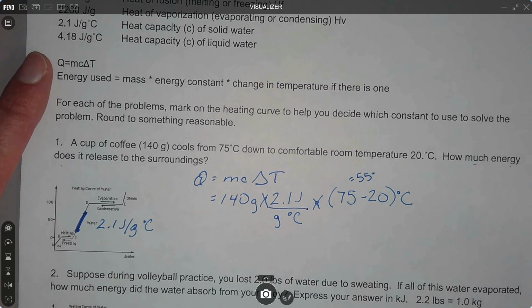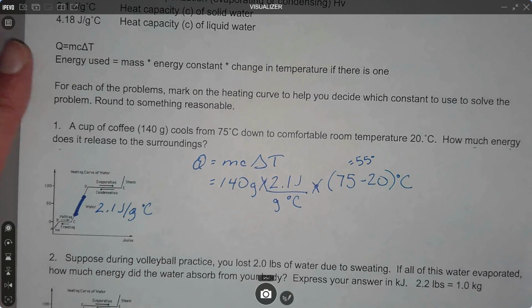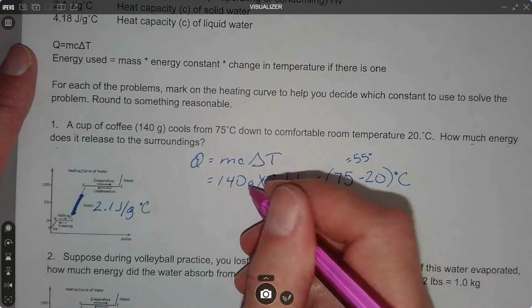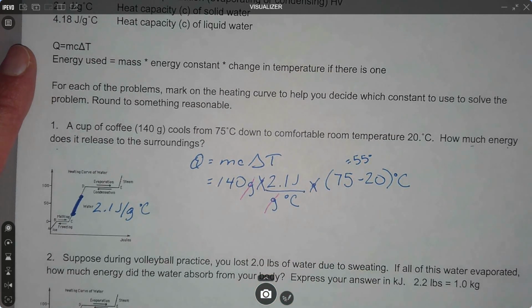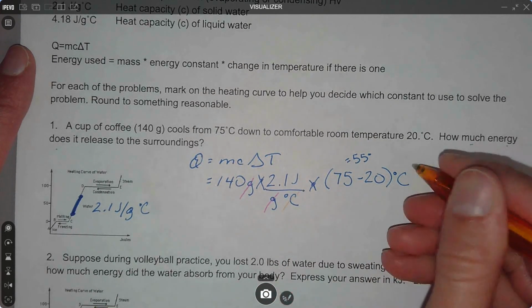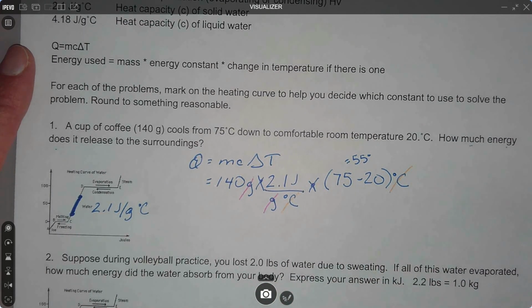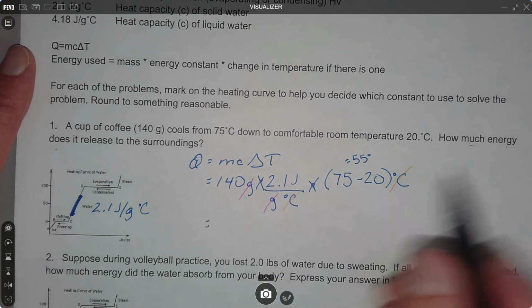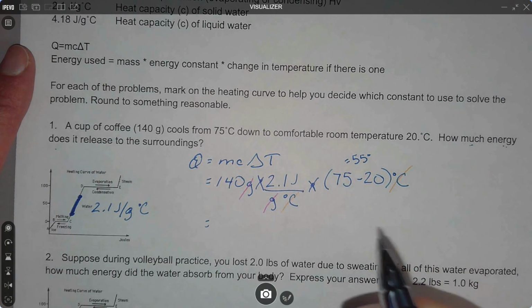Right? So there you can see it. Grams cancels out with grams. Celsius cancels out with Celsius. And what are you left with? Joules, which is what you want to know, right? Because you want to know how much energy. So do the math there.